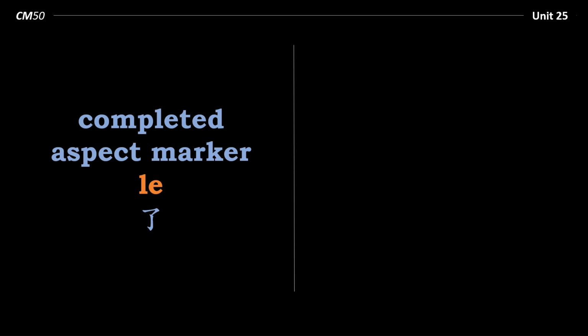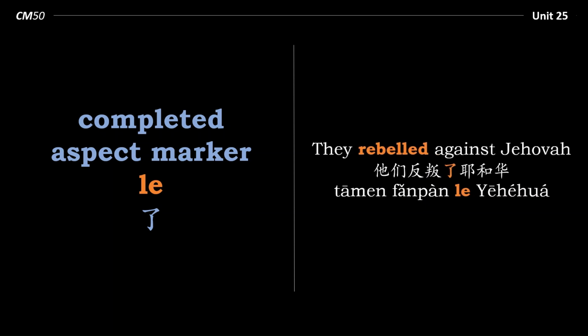Let's take another verb. Rebel. 反叛. How would we say rebelled, completed? 反叛了. So rebel, 反叛. Rebelled, 反叛了. They rebelled against Jehovah. 他们反叛了耶和华.